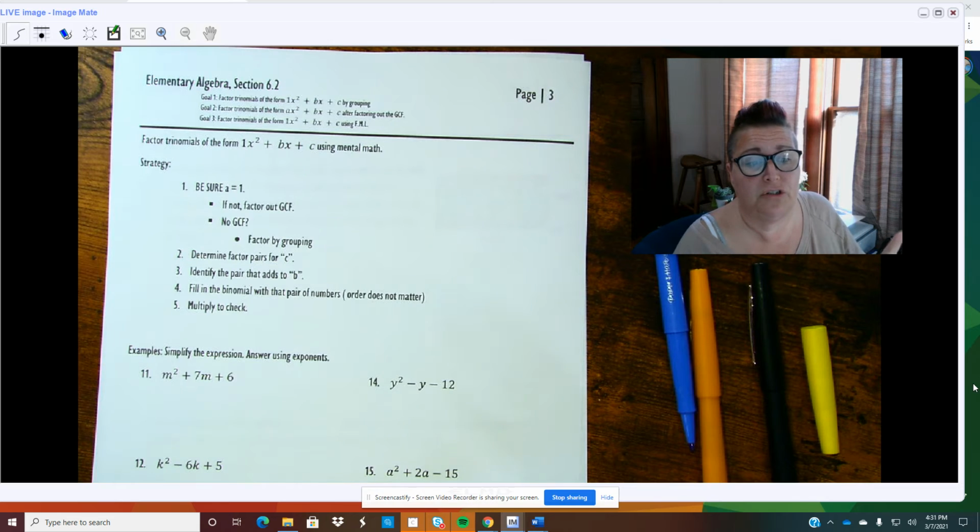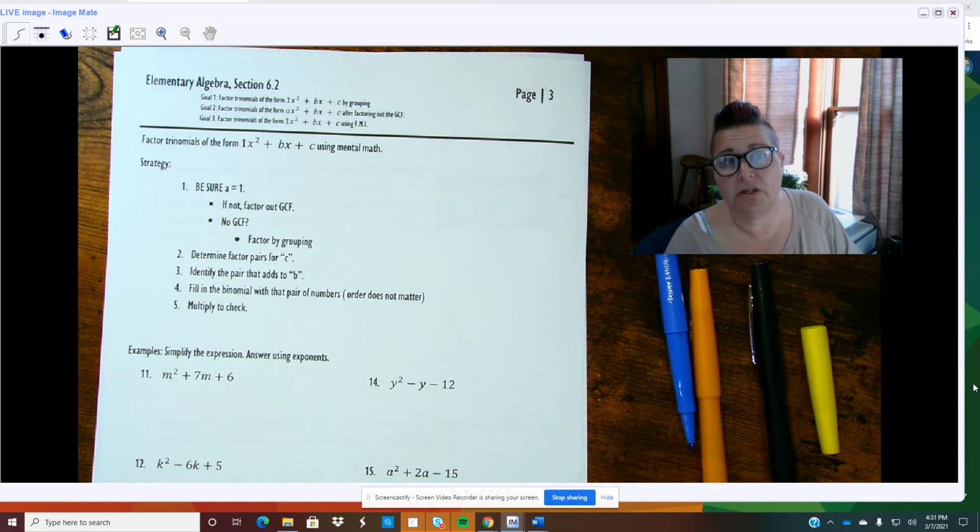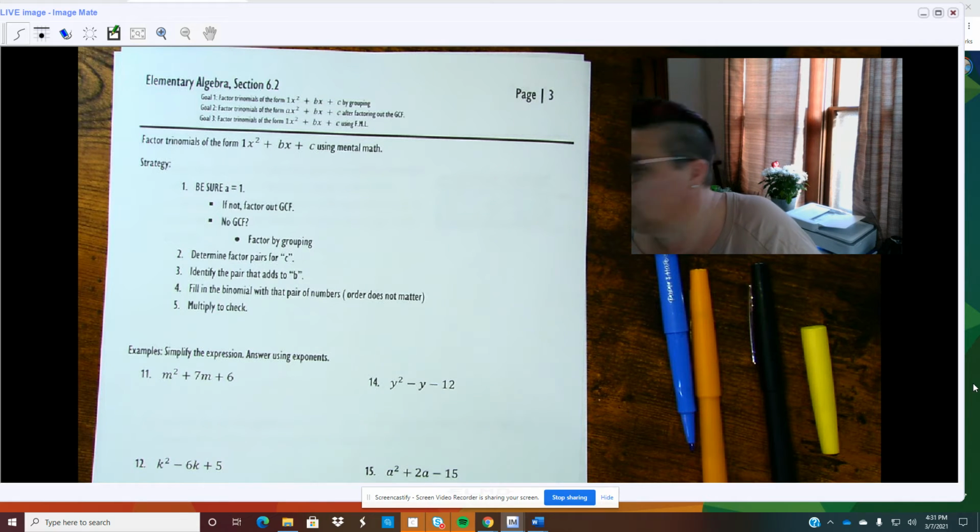We're again going to determine our factor pairs for C. We're going to identify those factor pairs that add to B, and we're going to fill in the polynomial with those numbers. The order does not matter. Here's what I want to show you.